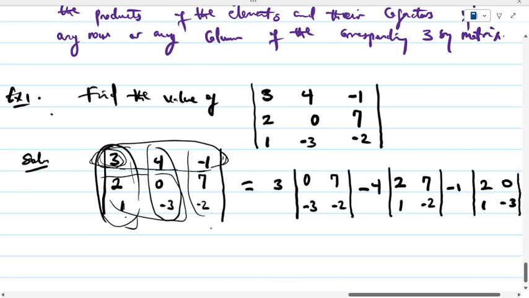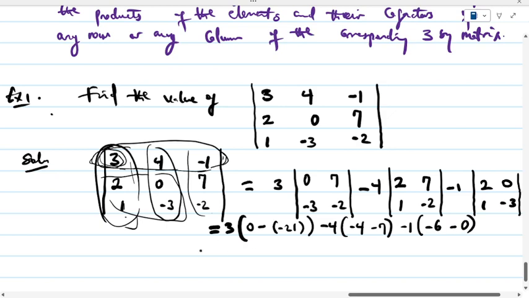So I find the result. We have 3 times the determinant of this: minus 2 times 0 is 0, minus 7 times minus 3, that is minus 21. Minus 4: minus 2 times 4 is minus 8... minus 4. Minus 7 times 1 is 7. Minus 1: minus 3 times 2 is minus 6, minus 0 times 1 is 0.